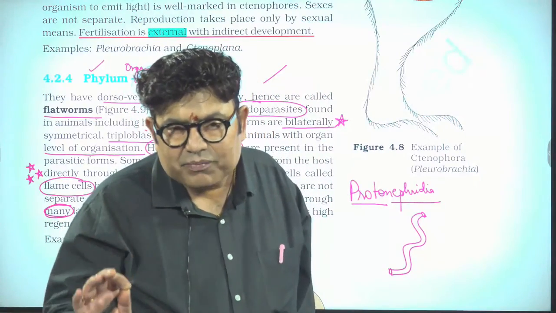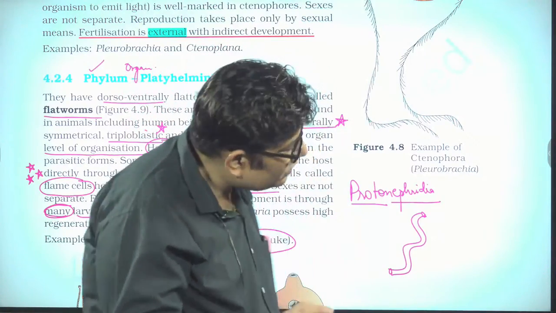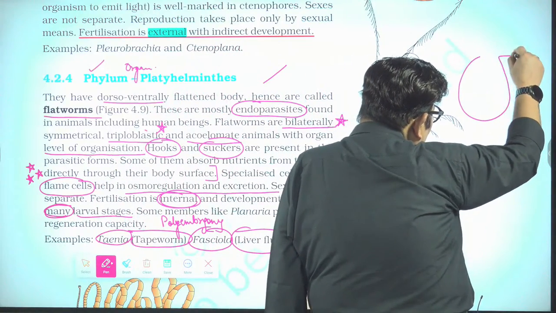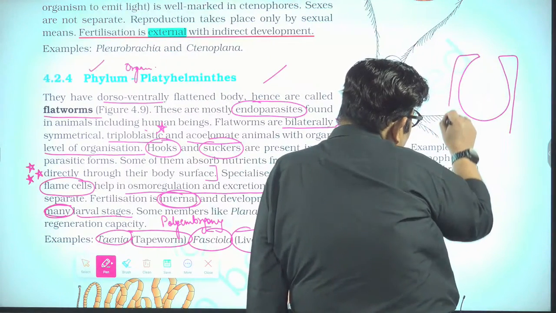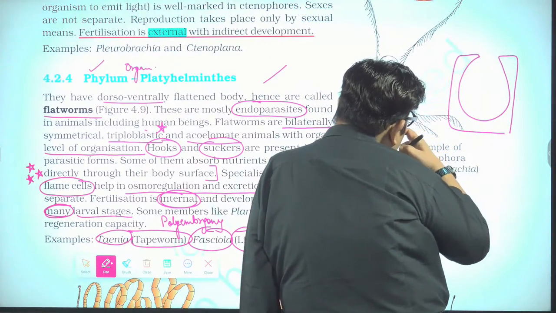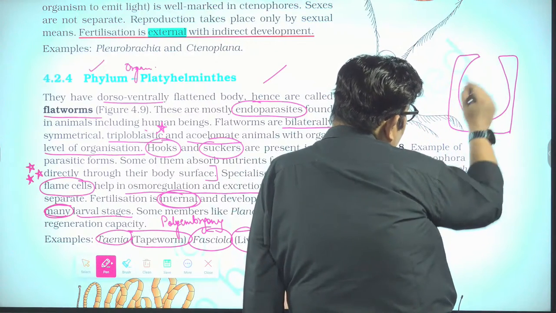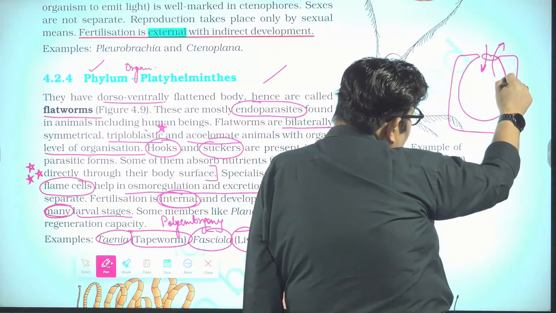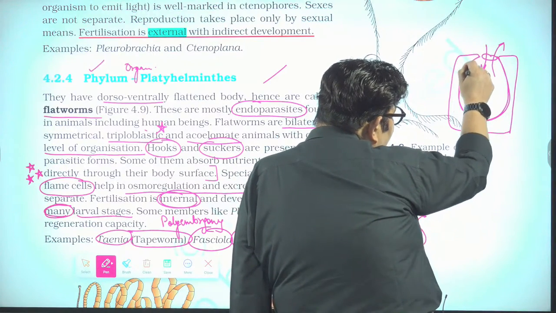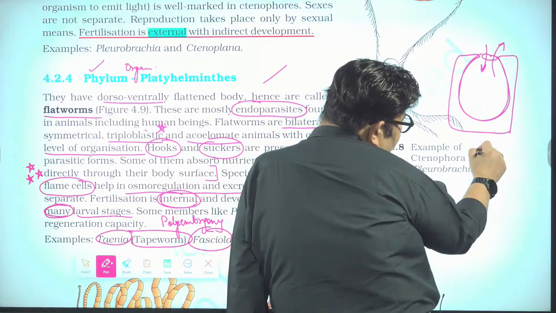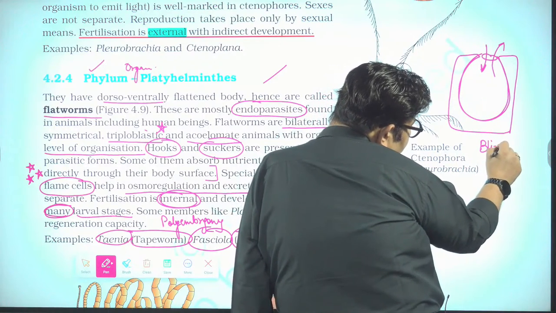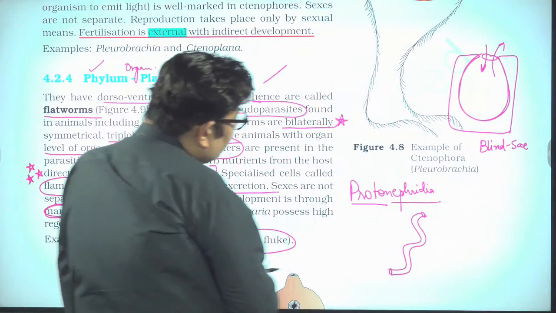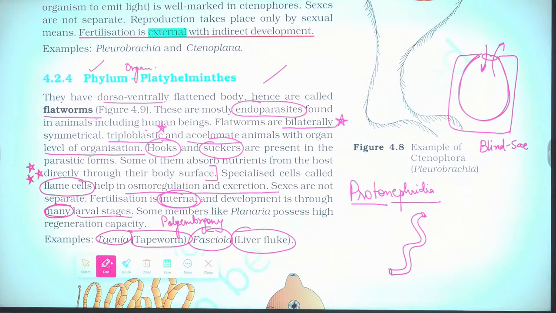That means one opening is doing the work. So the body plan is a blind sac. Okay, so this opening is for both ingestion as well as ejection. Blind means closed at the other end. Because it is closed, it is called a blind sac. It is a sac-like, blind sac body plan in the case of platyhelminths.